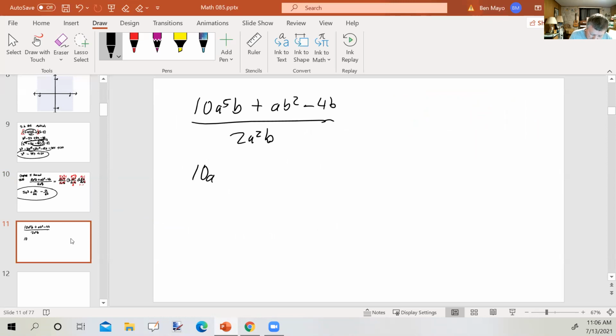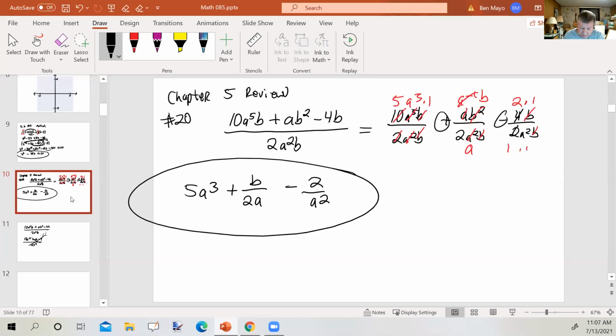And so they wrote 10a to the 5th plus ab minus 4 all over 2a squared. The process of getting there was never discussed in this class. WebAssign marked this correct. These are equivalent, but it's not what we talked about and how we went about doing it. So as far as I'm concerned, it's an incorrect answer. WebAssign is marking it right, so I would give credit for it, but it's not the correct procedure. This is the correct procedure. Okay, any questions about that one?